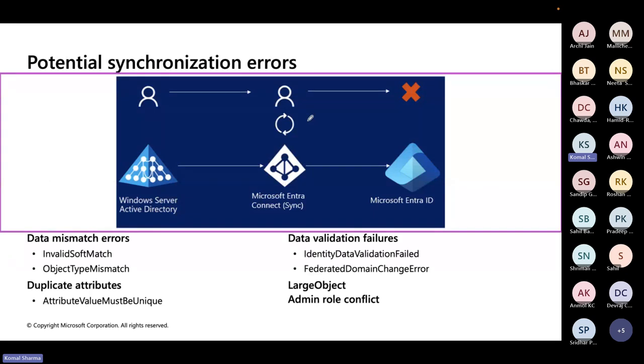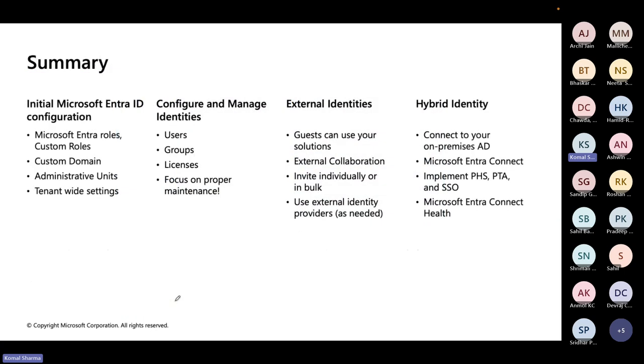These are some potential synchronization errors that you may face, like invalid data mismatch error, or data validation failure. It may be large object, or that may be admin role conflict. Like as an admin, I'm having the global administrator role, but in another place I'm only having the user administrator role. So because of this role conflict, again, it is going to give you the error. And then unique, your attribute value must be unique.